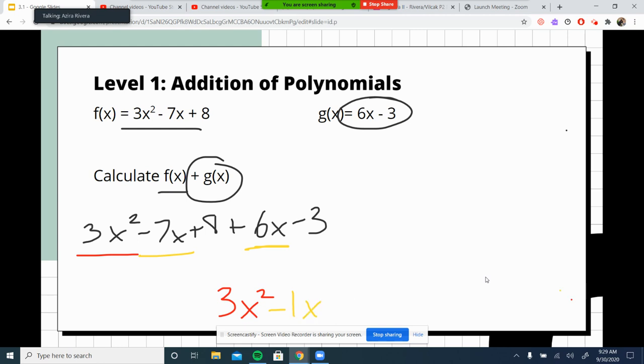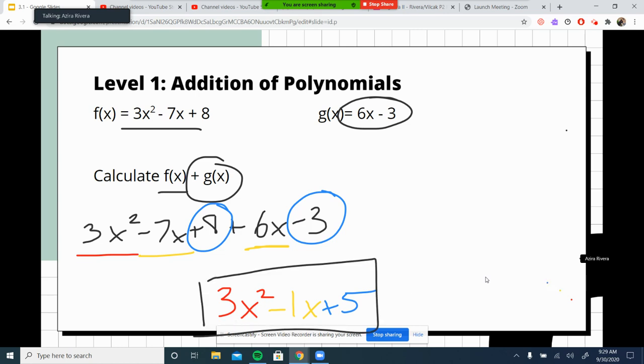To finish this off, we're just going to combine those constants. That's the positive 8 and the negative 3. So 8 minus 3 is going to give us positive 5. And that's it. Again, with adding polynomials, it's nice and easy. It's really just combining like terms. So we'll do one more.